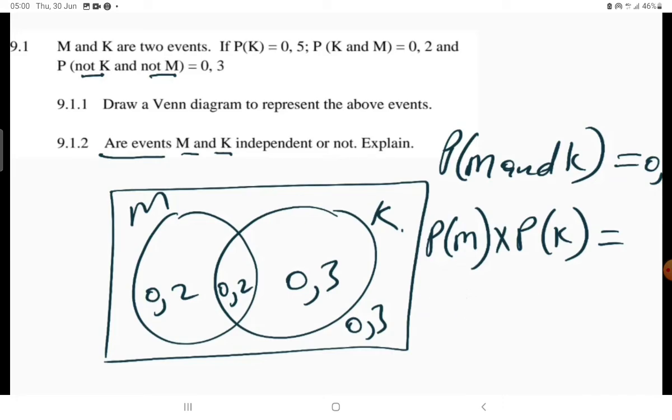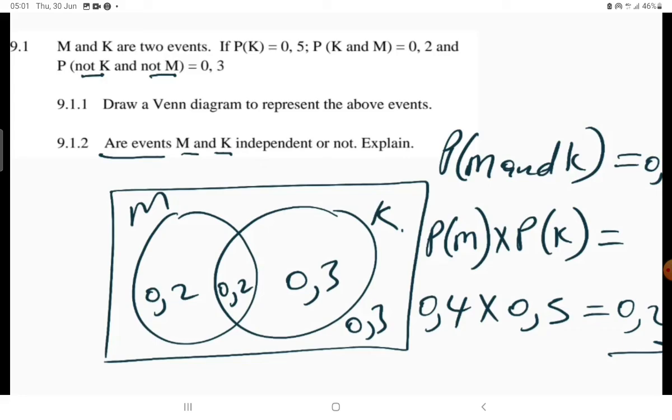Probability of M is 0.4, because we have to add this 0.2 and that 0.2 over there. So the whole circle of M is 0.4, which means we have 0.4 times the probability of K, which was given initially as 0.5. Then the answer is going to be 0.2, because 4 times 5 is 20, and therefore we just have 0.20.